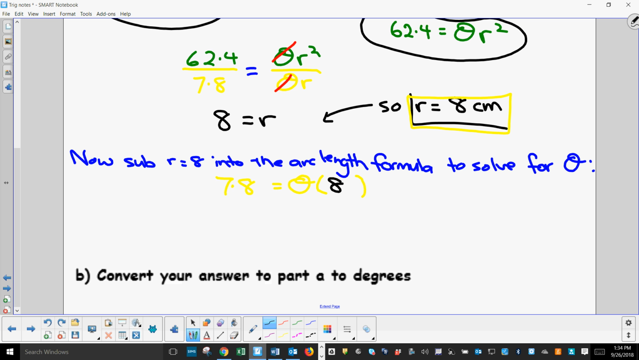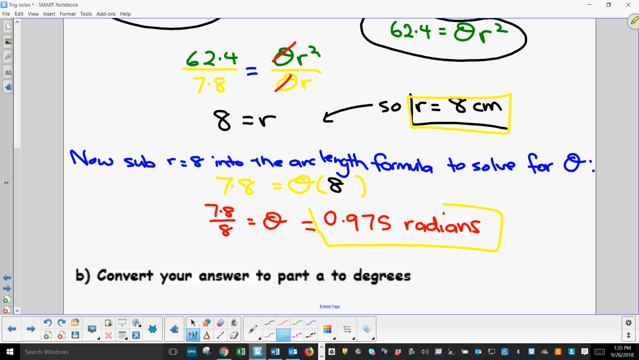To solve for theta, what would I do? Would I times by 8? I'm running out of space, so I'll just do it in a sloppy way. Weird number, but it's right. 0.975 radians. And that's good.